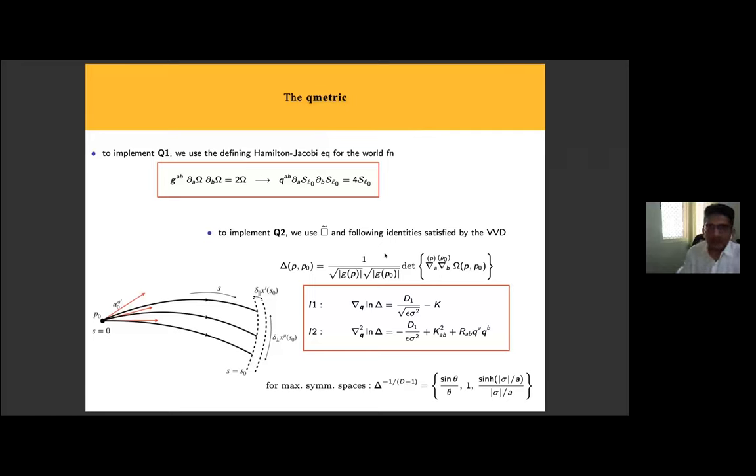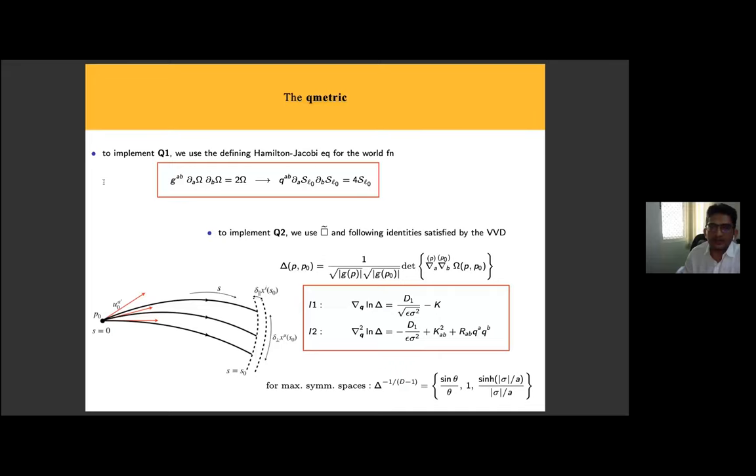Okay, so here are some of the identities which so far I have not indicated. The first identity is simply a defining equation for the world function. Amitabh was just asking about the first identity here. It's the Hamilton-Jacobi equation for the world function in terms of the background metric GAB. This will give you an omega which will go to zero when the points are coincident.